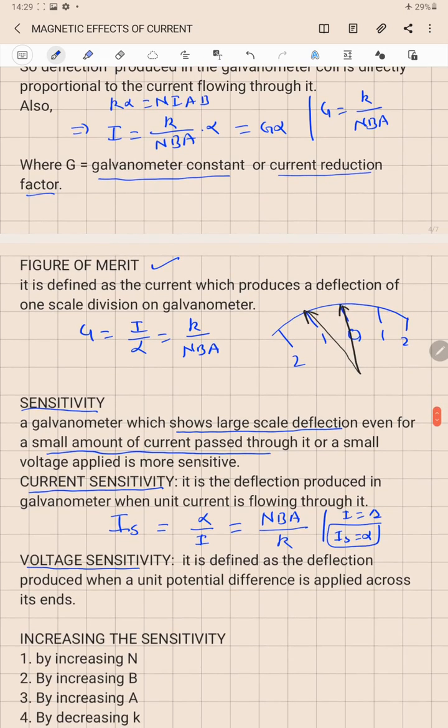Next is the voltage sensitivity. It is the deflection produced when a unit potential difference is applied across its ends. This voltage sensitivity is represented by IV, or you can also represent it with Vs, voltage sensitivity, which will be the deflection produced per unit applied voltage. Using Ohm's law, V is equal to IR, it will be equal to NBA over K into R. Or you can also write this expression as: voltage sensitivity is current sensitivity divided by the ohmic resistance of the galvanometer coil.